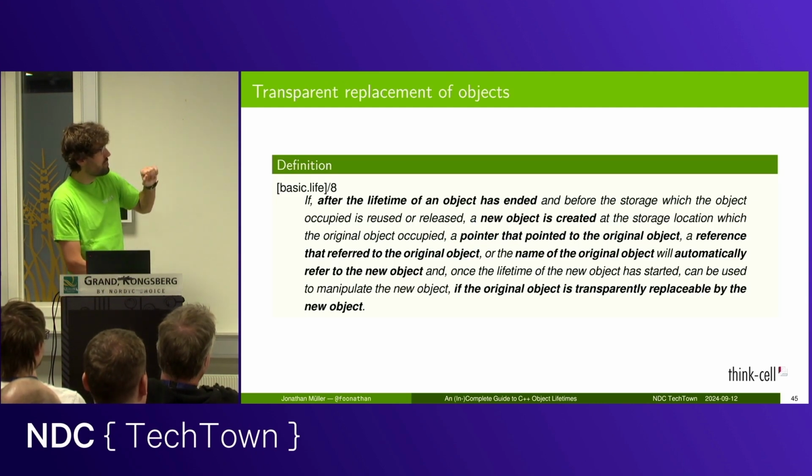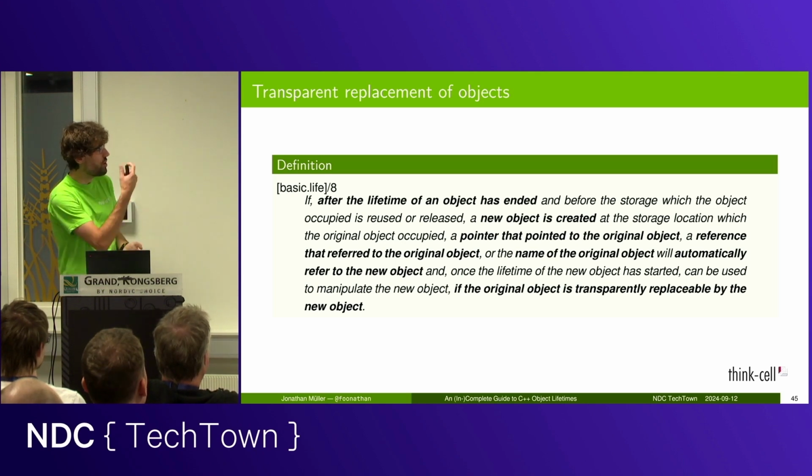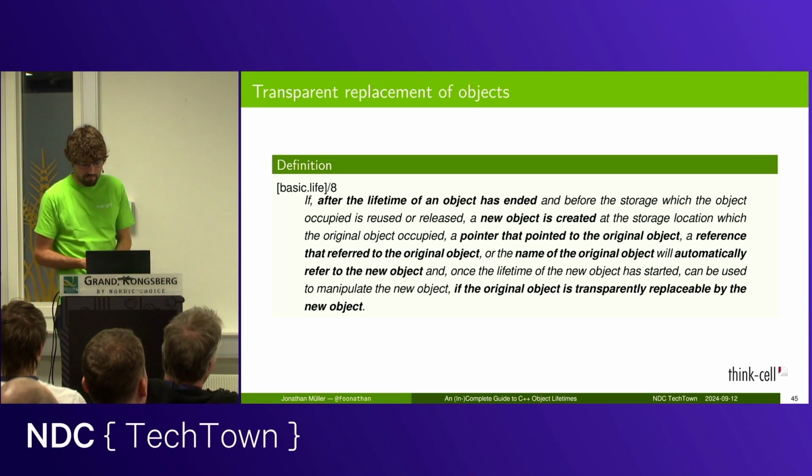So, if we do exactly that, after the lifetime of an object has ended, a new object is created at the same location, a pointer that pointed to the original object, a reference that referred to the original object, or the name of the original object will automatically refer to the new object if the original object is transparently replaceable by the new object. So when we've got transparent replacement, we're good. We can just use the old names, the old pointers, and the old references as if nothing has happened.